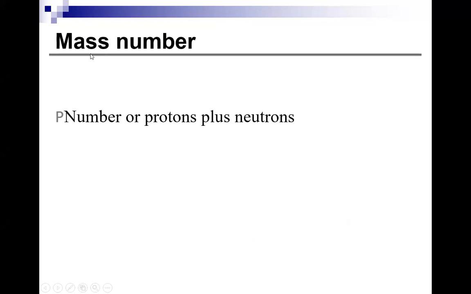The mass number is the number of protons plus the number of neutrons. So mass number is protons and neutrons.